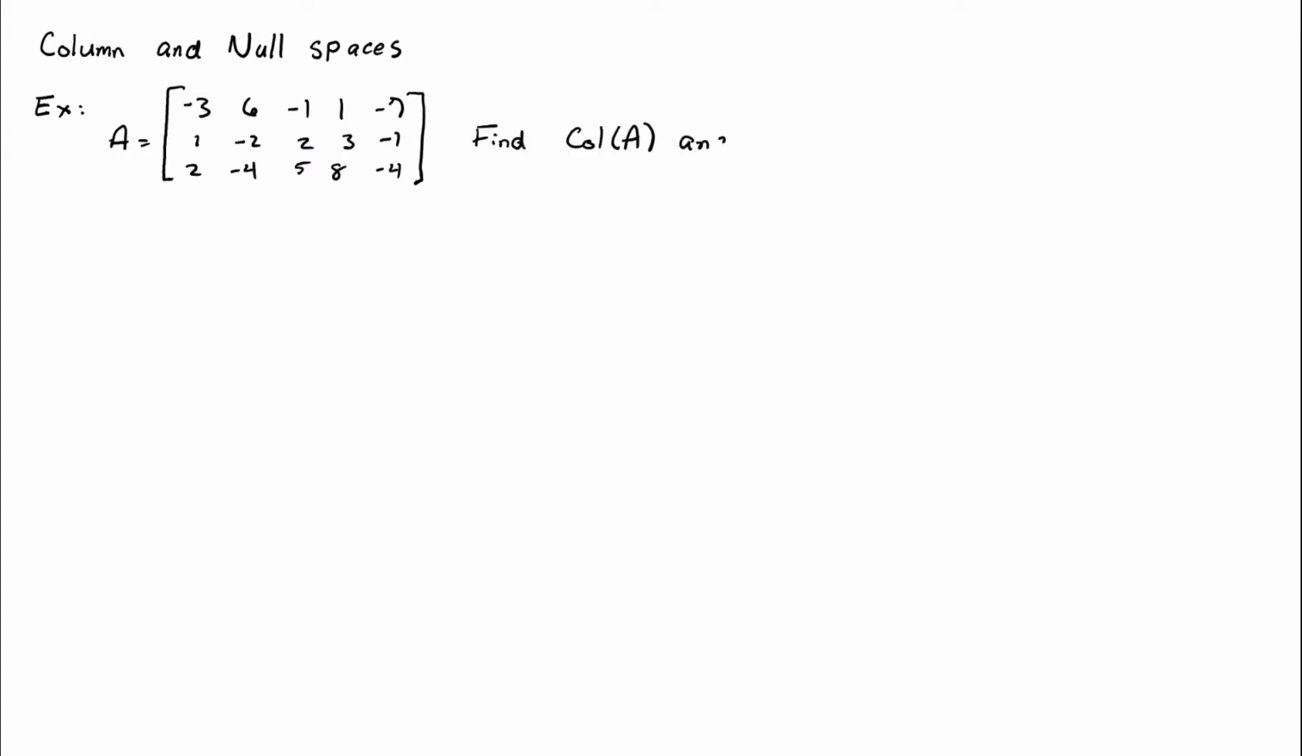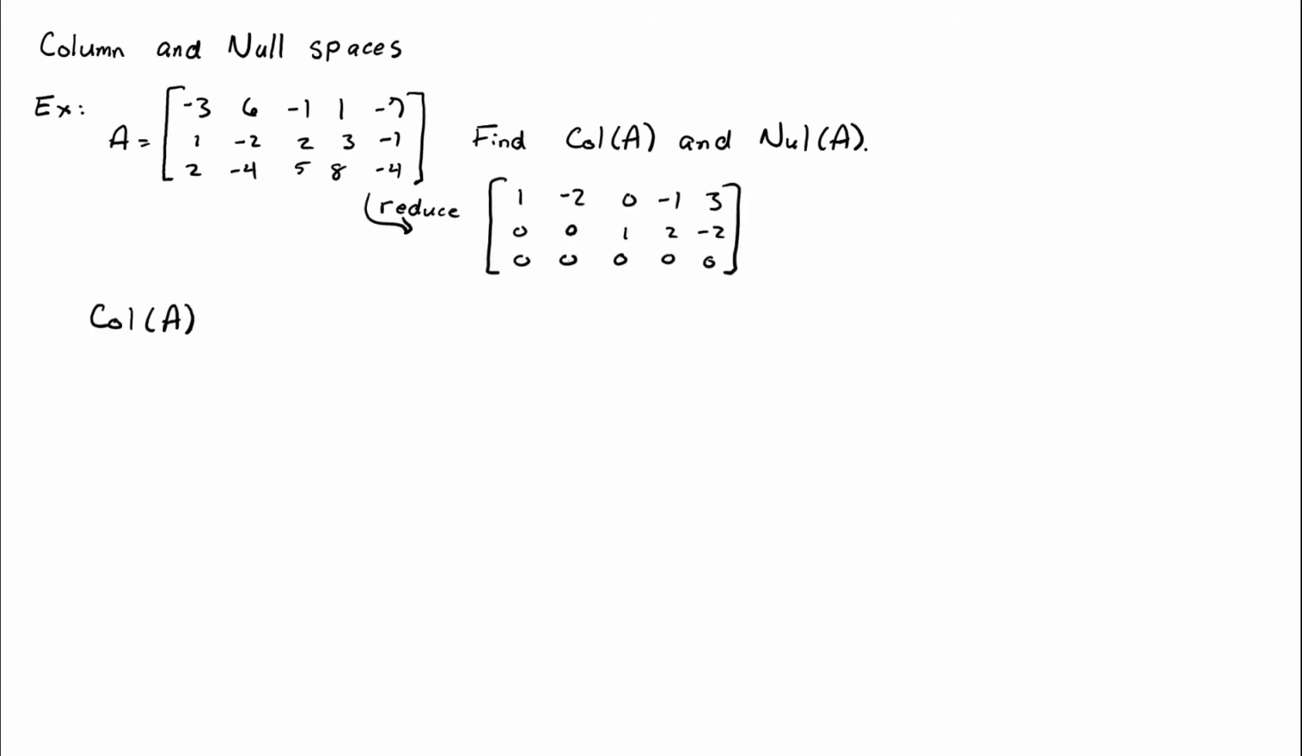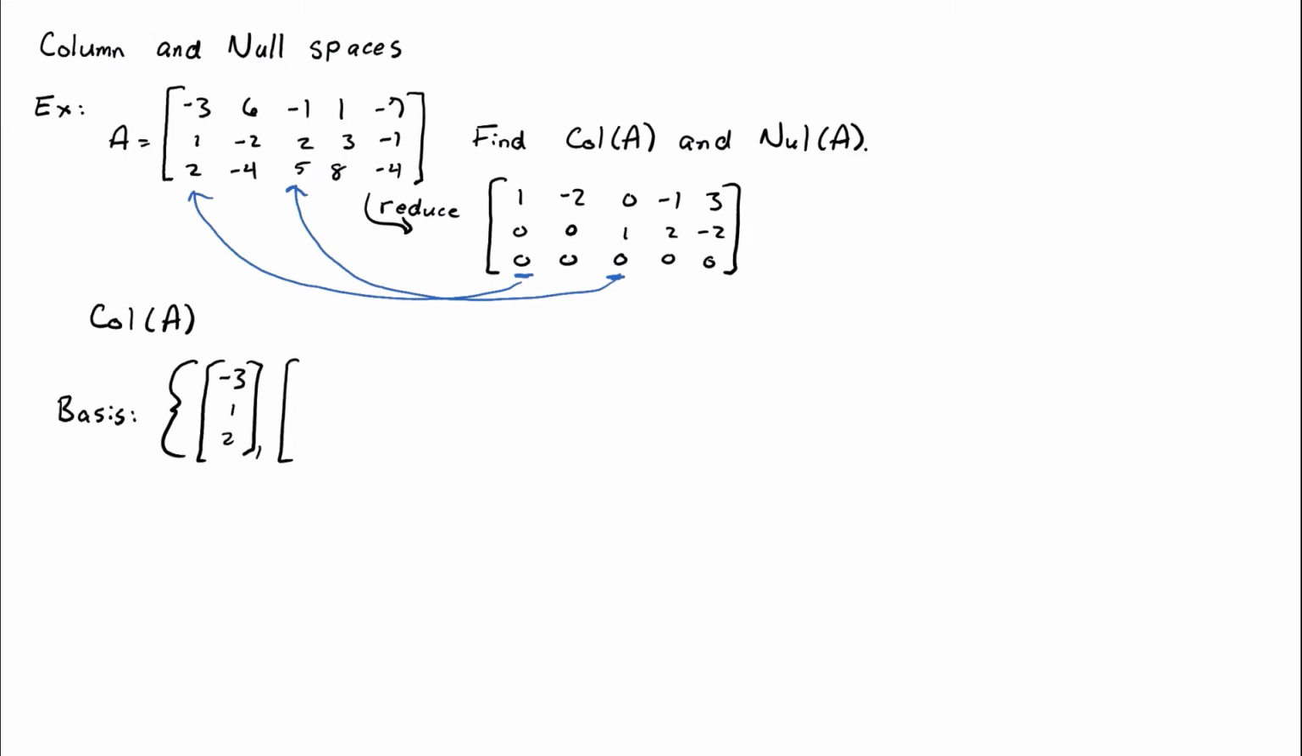Let's do an example finding the column space and null space of a matrix. Let A be this 3 by 5 matrix. Find a basis for col A and null A. Like every problem we do that starts with a matrix, reduce it. First, the column space. See the two pivot columns of this matrix? The two original columns corresponding to these are the basis. So the basis is (-3, 1, 2), (-1, 2, 5), and that's it.